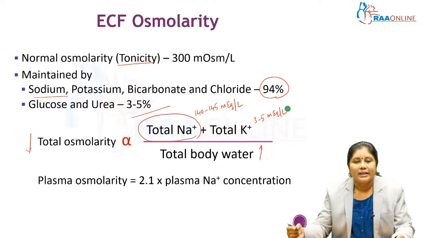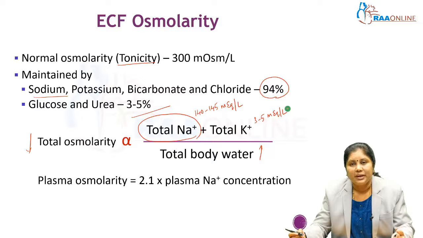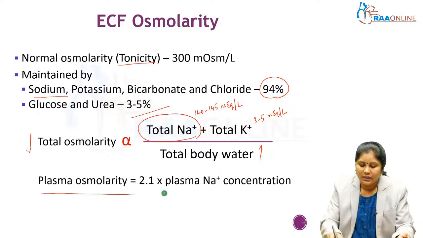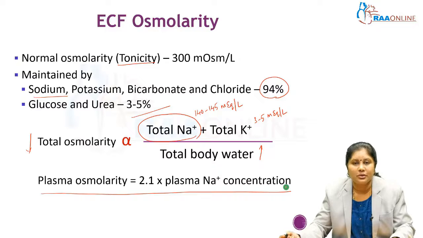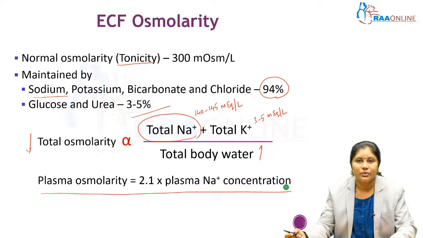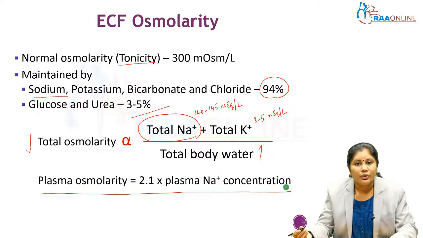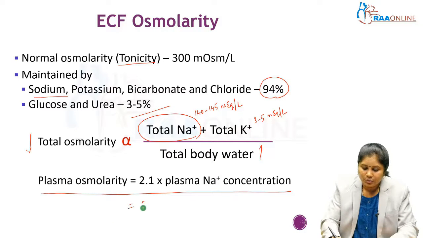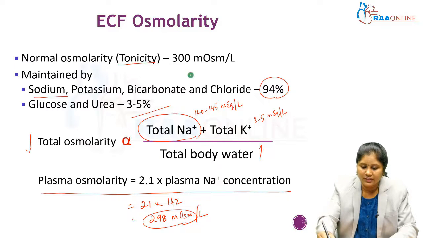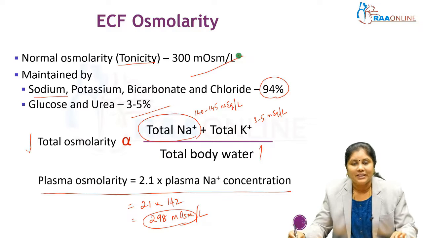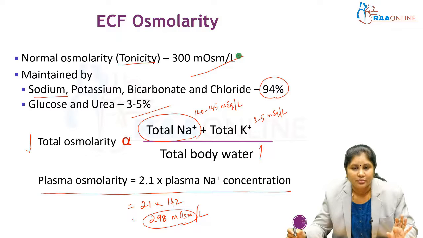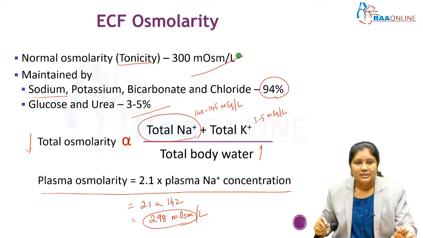Now, how can we estimate the plasma osmolarity based on the sodium? There is a formula given here: 2.1 times the plasma sodium concentration. On average, if you take 142 milliequivalents of sodium, we calculate 2.1 times 142, which roughly corresponds to 298 milliosmol per liter, almost equal to 300. Out of this 300, please understand that 298 milliosmol is contributed by the sodium. So that importance is given to the sodium.